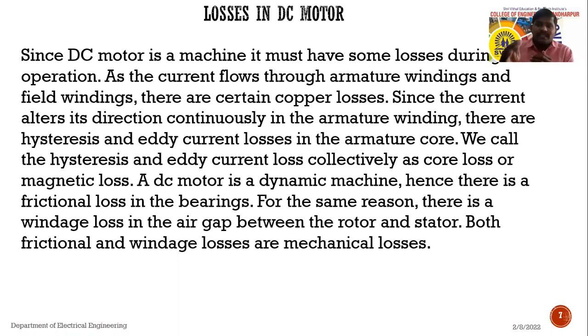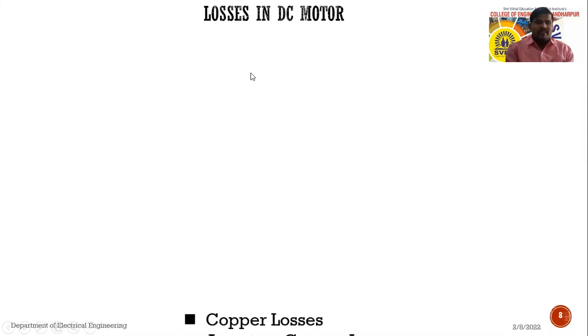These are the copper losses, present in the form of heat. Again, there are some mechanical parts present in a DC motor, so there are mechanical losses like friction and windage losses. So these are some of the losses that occur in a DC motor. We will see in detail which types of losses occur in a DC machine.